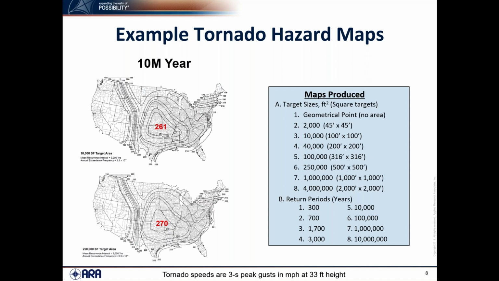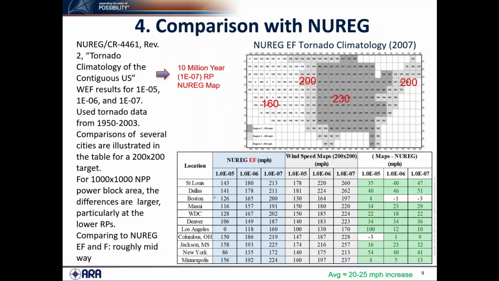We see the differences, and we saw this when Sudan showed the hazard curve. At the very long return periods, you just have much wider tornadoes, and the idea of the kind of edge effects and things like that aren't as significant. You don't get as much of an increase for the bigger building. So ultimately, we produce maps for everywhere from geometric point area to 4 million square feet targets, and then from return periods from as low as 300 all the way to 10 million. And by the way, these are 3-second peak gusts at 10 meter or 33-foot height.